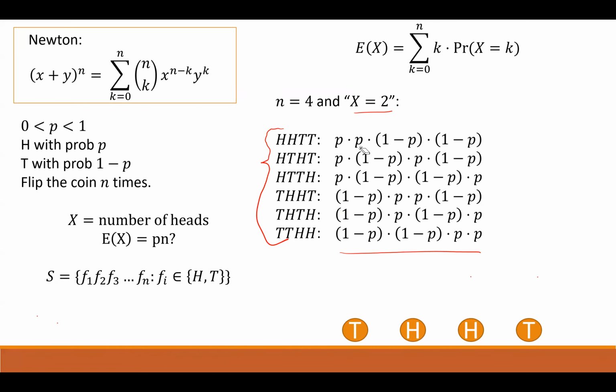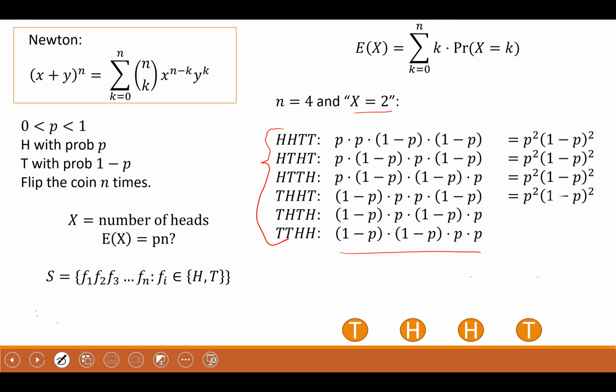So I can actually rewrite each of these, right? I can note that p occurs twice in each of them, and 1 minus p occurs twice in each of them. So if I rearrange the terms, I see that even though it's not a uniform sample space, in this event, all of the outcomes have the same probability. Okay. Well, that's good because now I can simplify my expression.